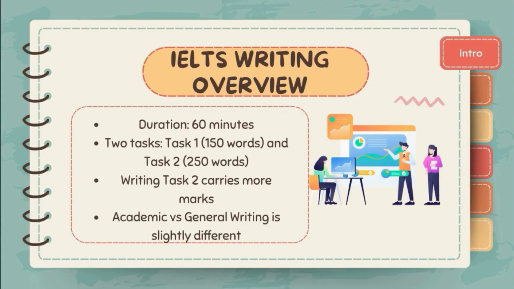If we have a general overview of the test component, you will get a total of 60 minutes for both writing task 1 and writing task 2. There are two main tasks in IELTS writing that you have to complete within the 60 minutes time frame. The writing task 1 is simple in a sense that you only have to write 150 words, not more than that. And you have to count each word to make sure that these are only 150 words and not more than that.